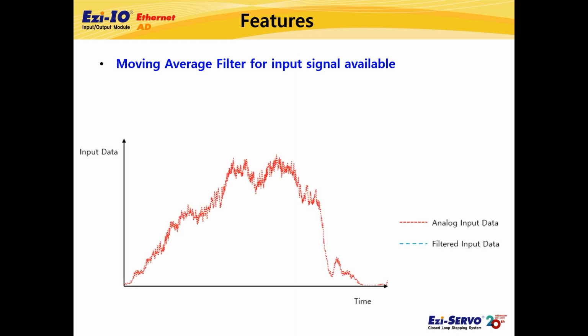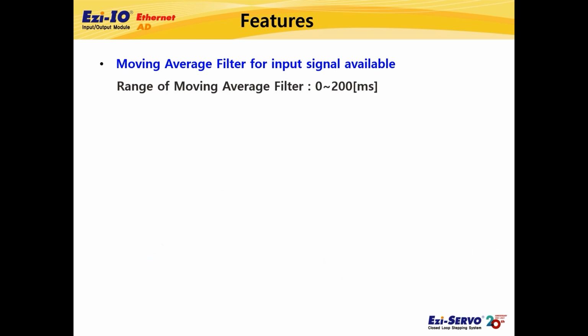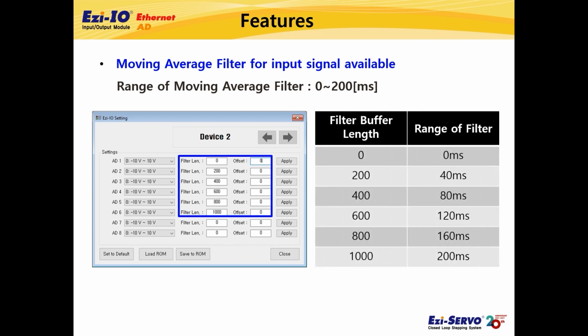Finally, a moving average filter is available for the analog signal input to each channel. If the input analog data fluctuates significantly due to noise, etc., the effect of noise on data can be reduced by the moving average filter. The filter time interval of the moving average filter can be set between 0 and 200 milliseconds through the GUI program or the protocol, and the time range of filter according to the input value are shown in the table.